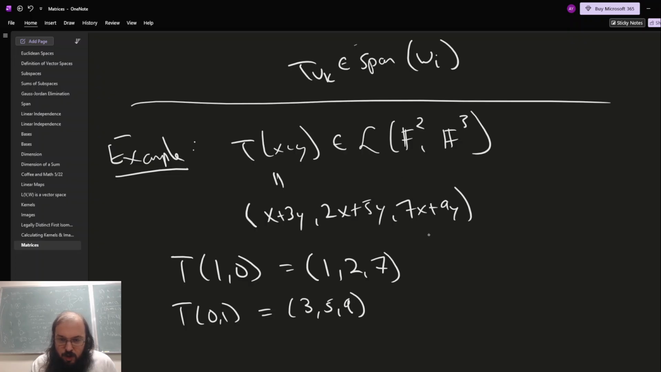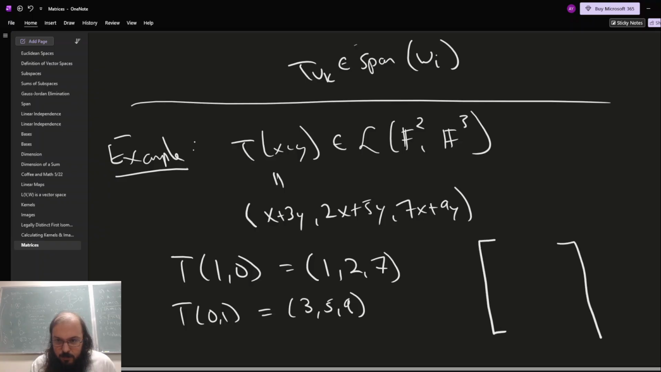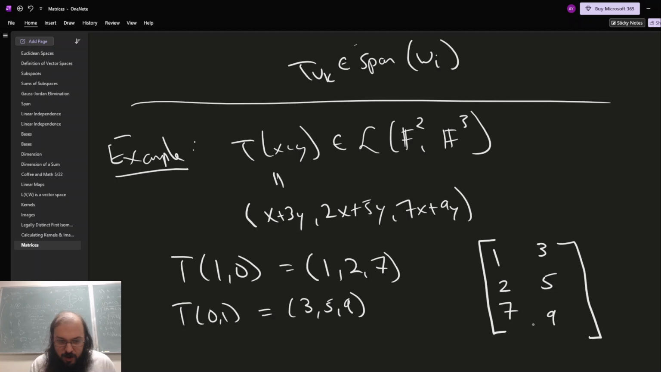And what this definition tells us is that the matrix corresponding to T has these as its columns. The first column for the first basis vector, 1, 2, 7. The second column for the second basis vector, 3, 5, 9. So this is the matrix corresponding to that linear map.